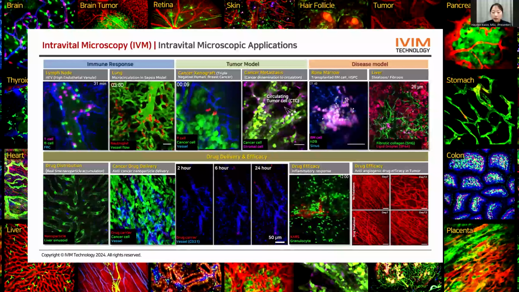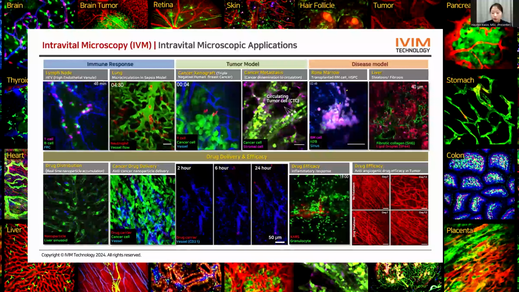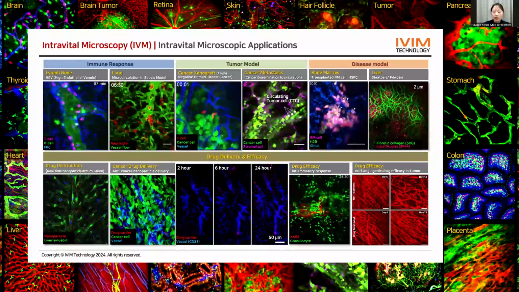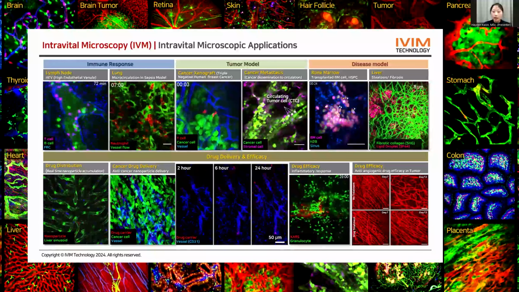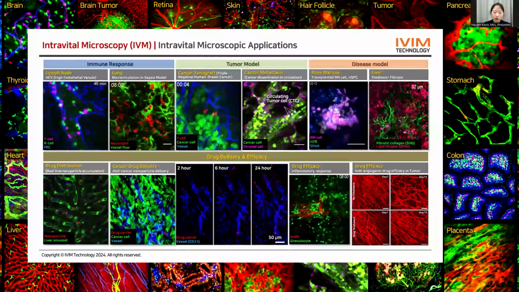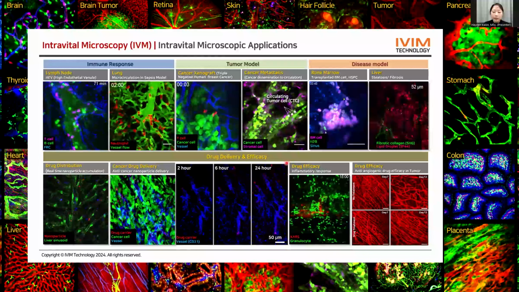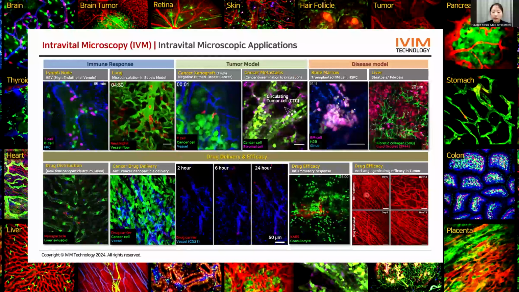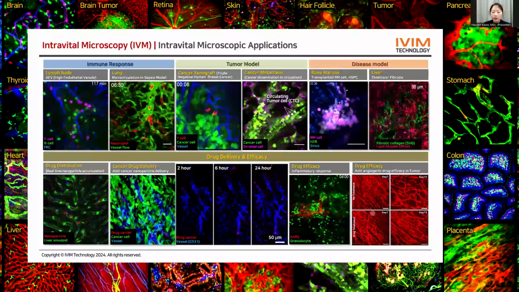Based on the advantages of being able to image almost all organs in a living animal's body at the cellular level, especially thanks to these windows and chambers, IVIM Technology's current biomicroscope is used for imaging various disease models, including cancer models, along with dynamics of immune cells.